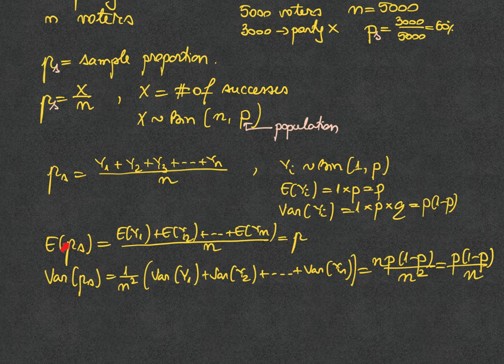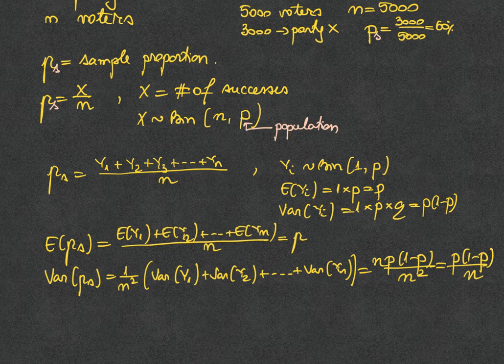Now, as you see, the expected value of PS is the expected value of Y1 plus the expected value of Yn, over n. Each of these is P, so I have nP over n, which is P. For the variance, 1 over n goes outside as 1 over n squared, times the variance of Y1 plus the variance of Y2 plus, and so on. Each variance is PQ, there are n of them, divided by n squared, so I get P brackets 1 minus P over n.